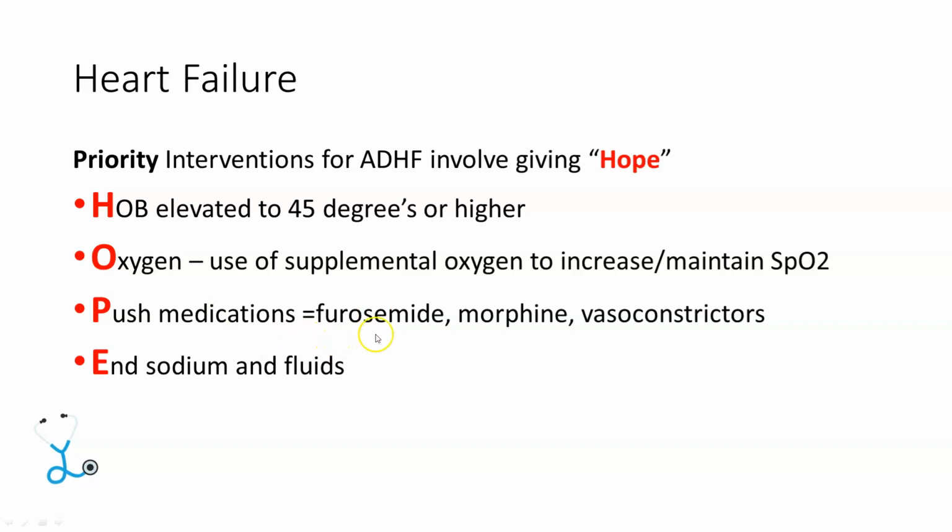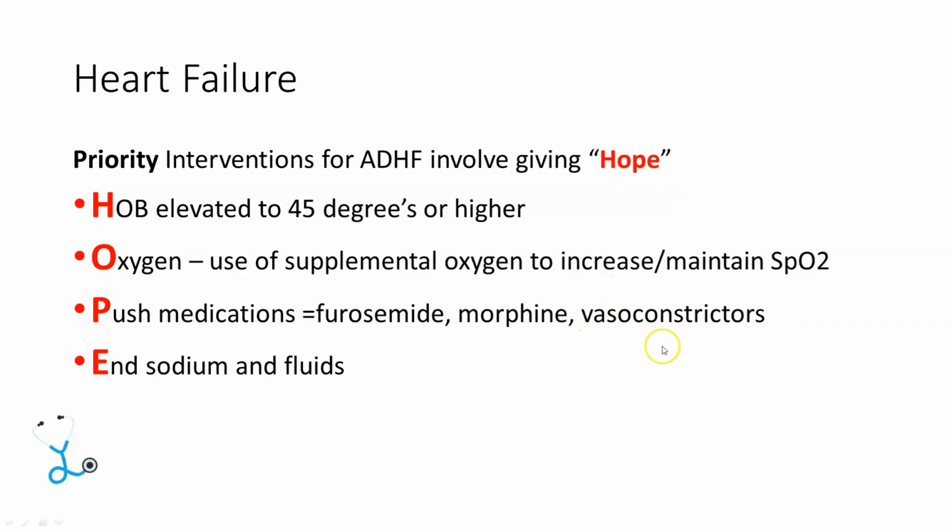Furosemide's obviously the diuretic. Make sure you're looking at the potassium. Morphine will help, because if you can't breathe, you get kind of anxious, so it does help with that. It will also decrease preload and afterload just a little bit. It will help with coronary artery vasodilation, which could help with the ineffective pump in total.